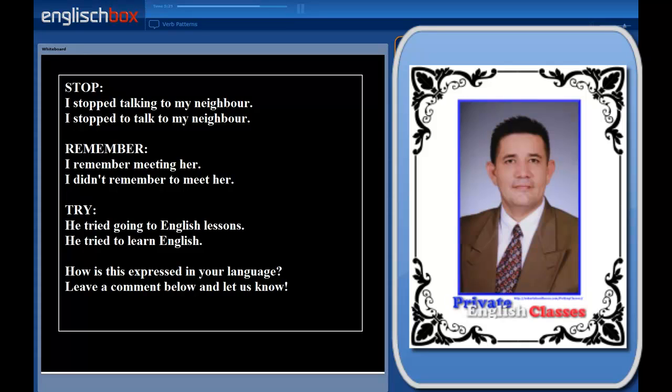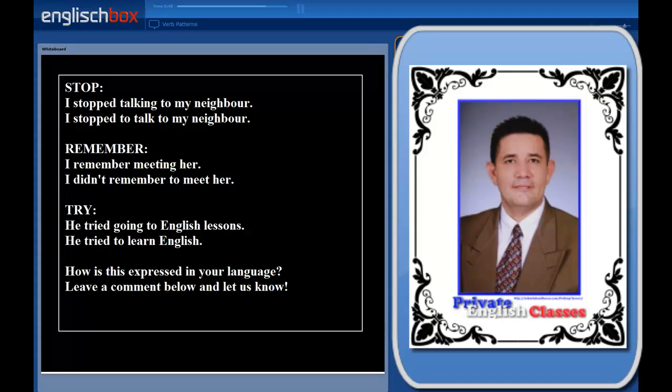To try. He tried going to English lessons, and he tried to learn English. He tried going to English lessons means he tried it before, and it was something to experience. He tried to learn English means he gave or he made an effort in order to learn the language.